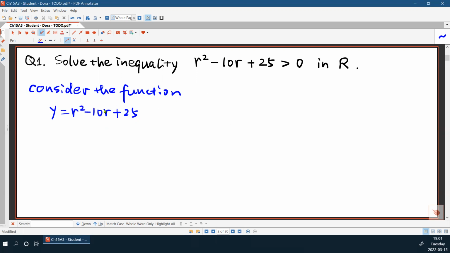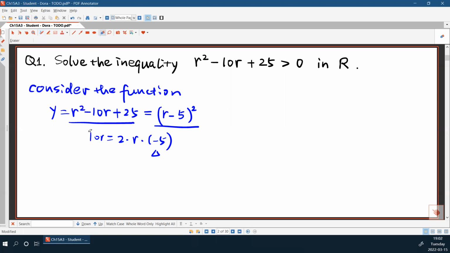Okay, so we can sketch this function and find the corresponding interval that can make this function greater than 0, right? So first of all, we can convert it to the vertex form. Note here, negative 10r can be rewritten as 2 times r times negative 5, right? So this is a number we are looking for. You can try using r minus 5 squared. If you verify this by expanding it back, you can find this expression is exactly the same with this one, right?